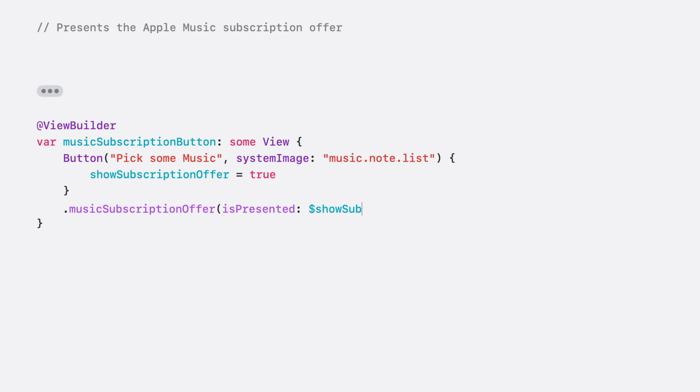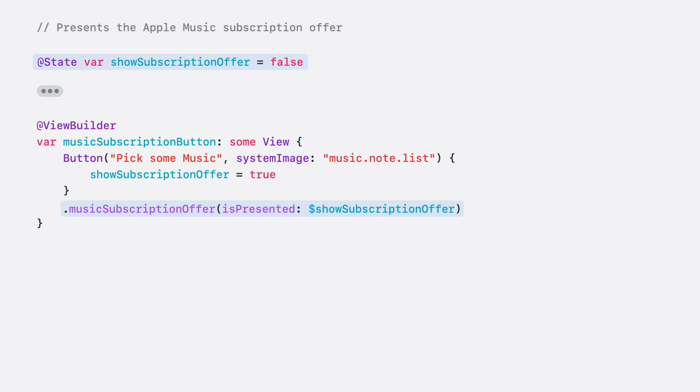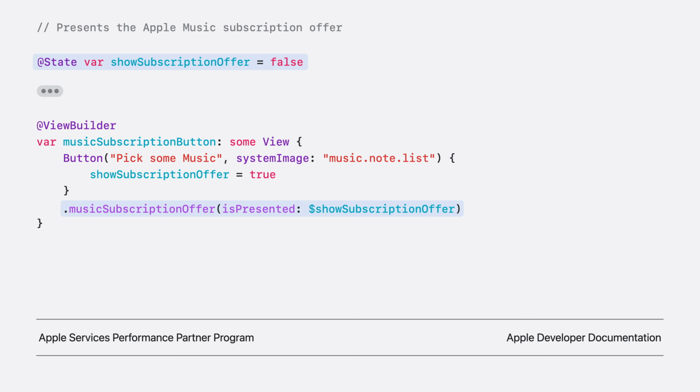The music subscription offer is a view modifier that accepts an isPresented binding parameter, which changes in this view when the button is tapped. When presented, the subscription offer UI gives people steps to quickly sign up for an Apple Music subscription. As a developer, you have the potential to earn commissions when someone subscribes to Apple Music through your app as part of the Apple Services Performance Partner Program.